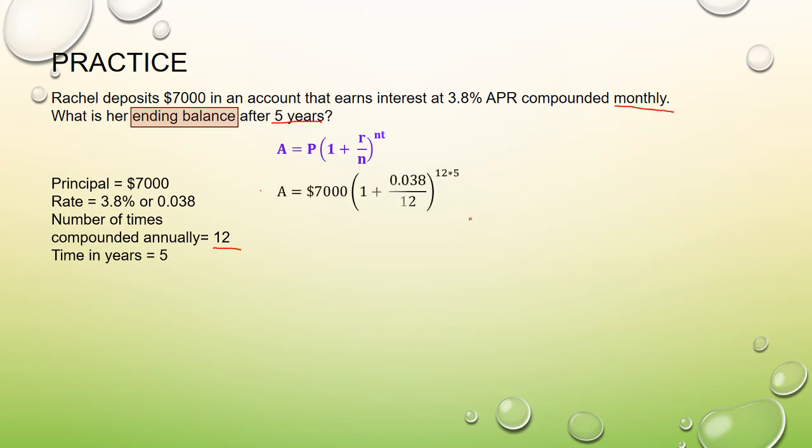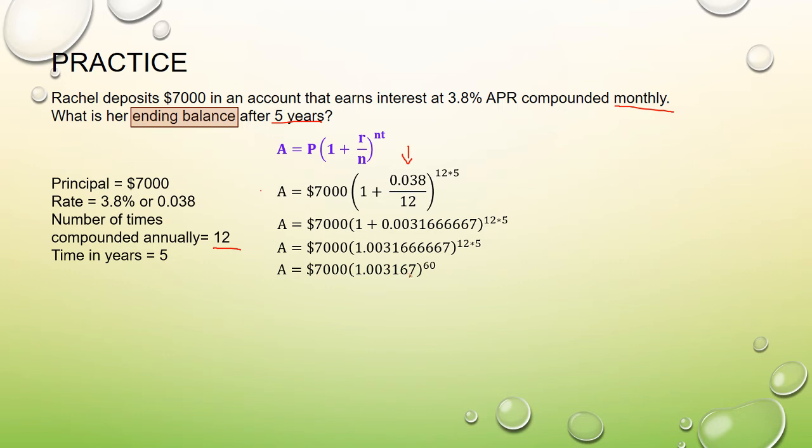Now, plug in everything into the calculator or do it by hand. It's really up to you. But we're going to do it by hand just so you understand how to do it. We're going to work what's inside the parenthesis first, so divide those 2 numbers right here, and you get 0.0031666667. Now we add that to 1, and then we do the exponent, which is to the 60th power.